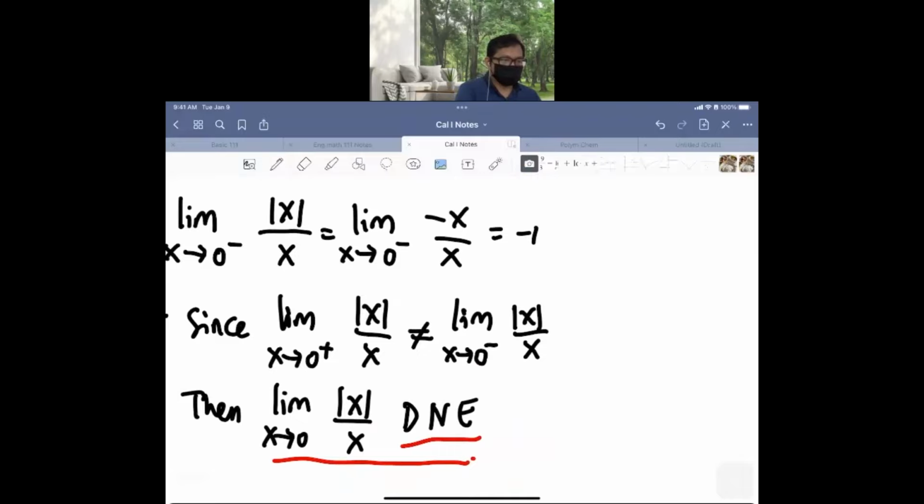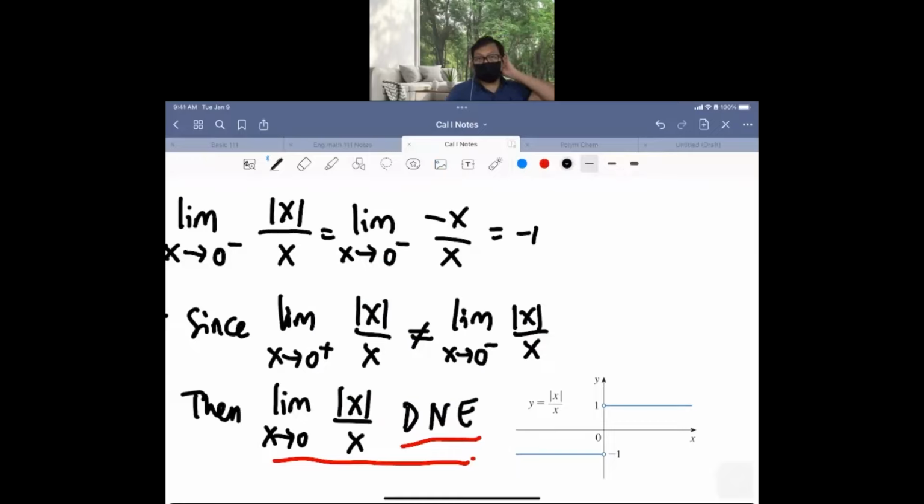And of course, you can also imagine what it looks like. This is the graph. So you see that when we approach 0, both sides are not equal to the same value. When we approach from the right, it's going to be 1. When we go from the left, it's going to be -1. So we say it doesn't exist.